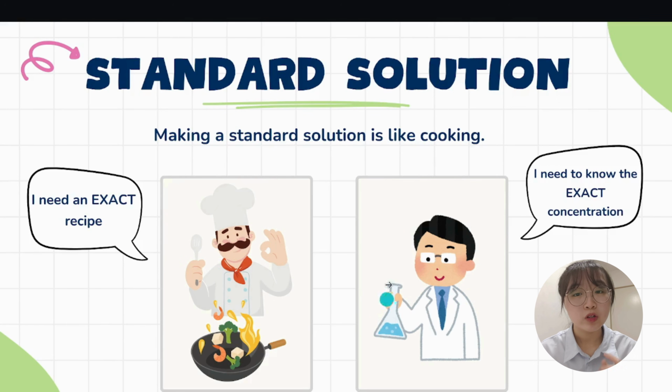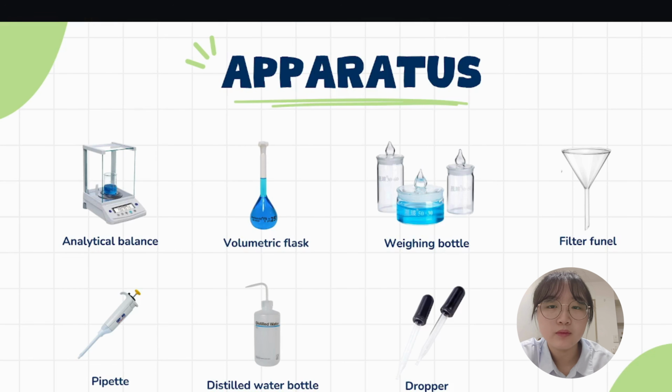In chemistry, we need to know the exact concentration of our solution, just like the chef needs to know the exact amount of ingredients they need in cooking. So to make a standard solution, we need some special tools. For example, we need an analytical balance, volumetric flask, weighing bottle, filter funnel, pipette, distilled water bottle, and finally a dropper.